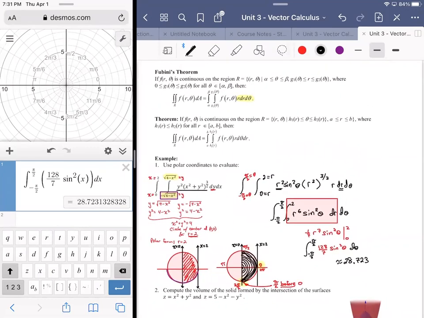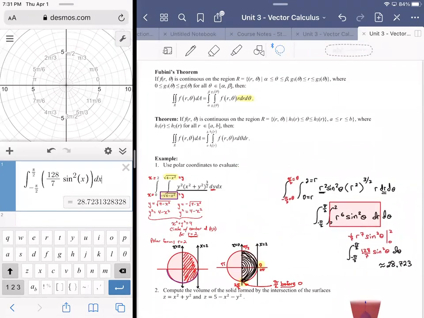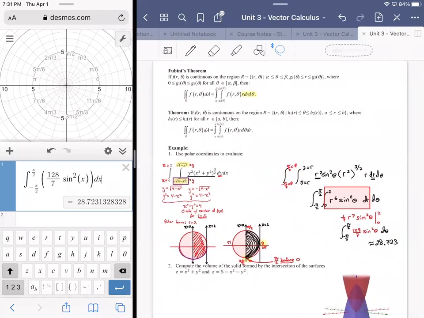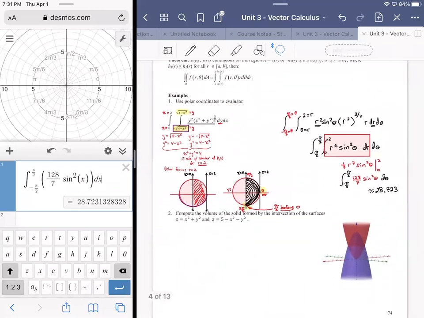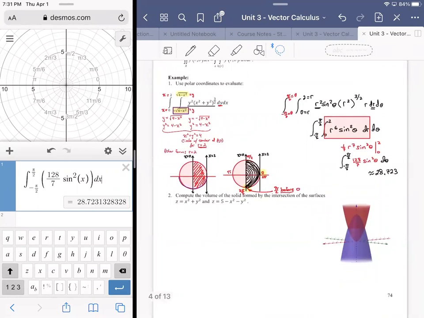So definitely a whole lot nicer to do something like this once you get it into the appropriate form, right? But there's a lot of moving parts in terms of getting it into the appropriate form, right? Which brings us to number 2, which is the last problem we'll do today. Compute the volume of the solid formed by the intersection of the surfaces, right? So the intersection, if you look at that, you can see there's a little bullet-shaped area in the middle. That's what we're looking to find the volume for.